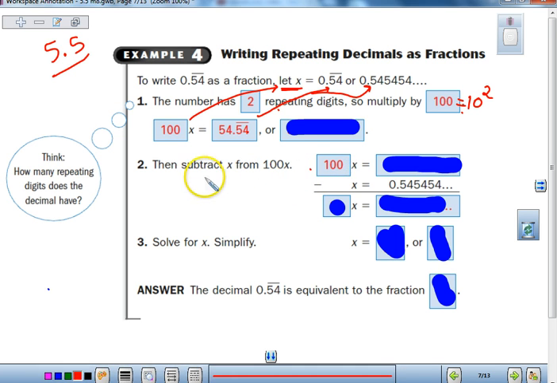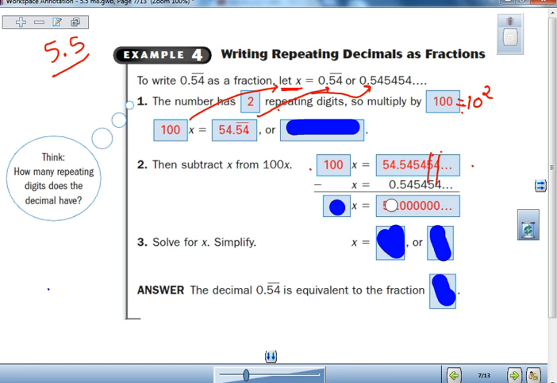So what's nice about this is that now we're going to write our 100x. When you write your notes, put down 100x is equal to 54.5454, and then you can put that it repeats, minus our x. What was x? It was our original problem, 0.5454, and now we're going to subtract. What is nice is as you start subtracting, these are going to cancel and give us zeros until we just get 54. And 100 minus, this is 1x, so 100 minus 1 gives us 99.